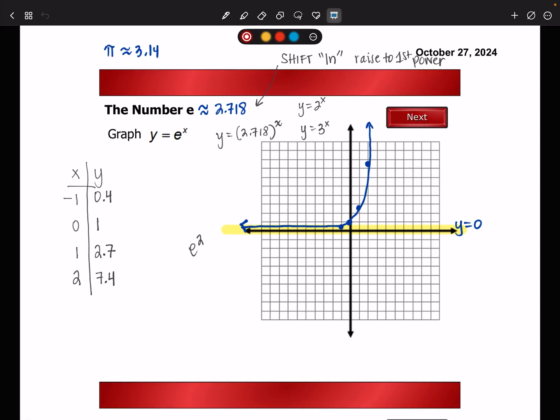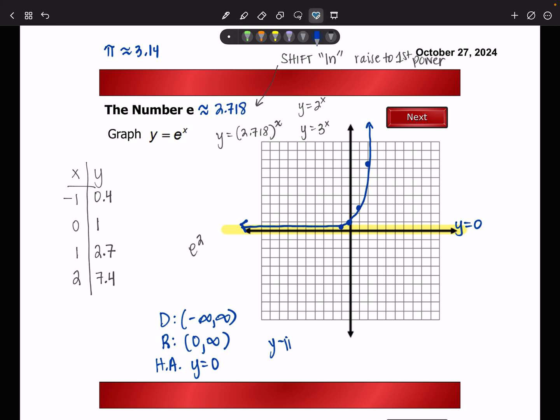Our domain goes from -infinity to +infinity. The range goes from 0 to infinity without including 0. The horizontal asymptote is at y equals 0, and we do have a y-intercept of 0, 1.